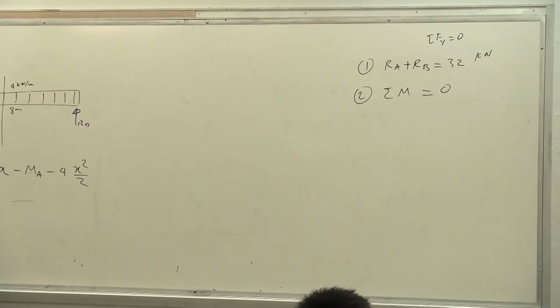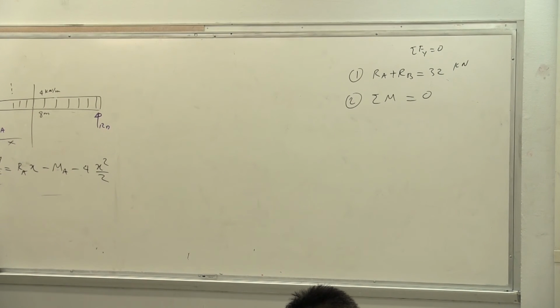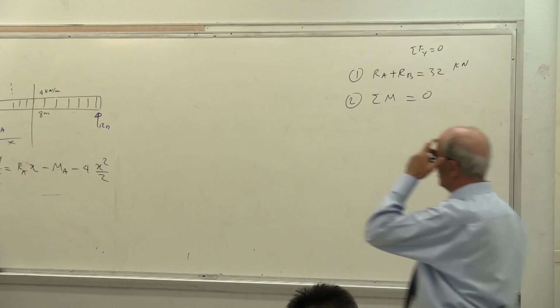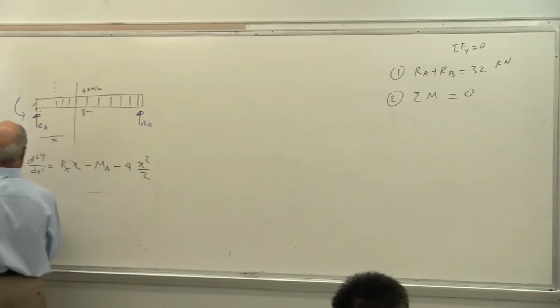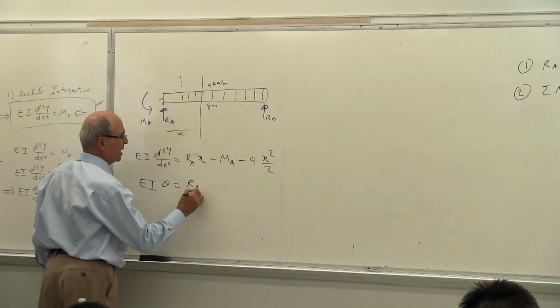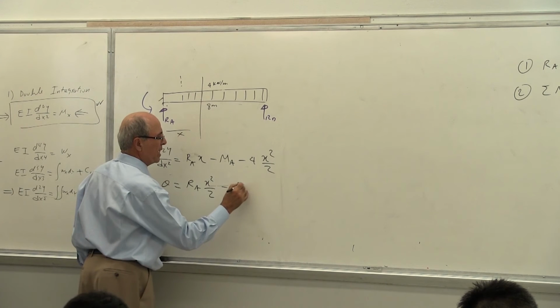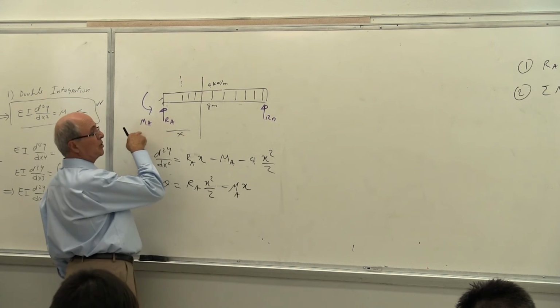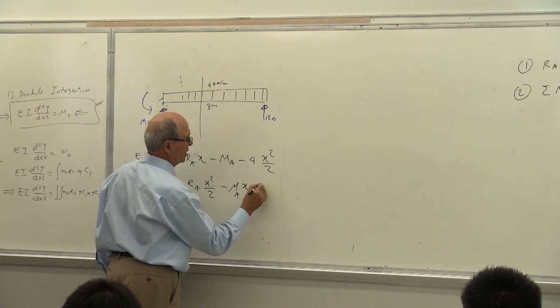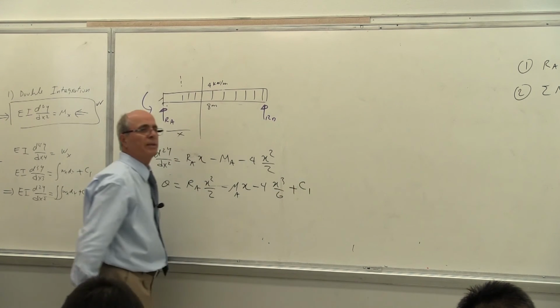But there are 2 equations. Equations of equilibrium are still at your disposal. Correct? Now let's go through the system, see what happened there. Then we go here. You see what happened. EI theta equal to RA x squared divided by 2 minus MA x. You have to put this because this is MA. And minus 4 x cubed over 6 plus C1, correct?